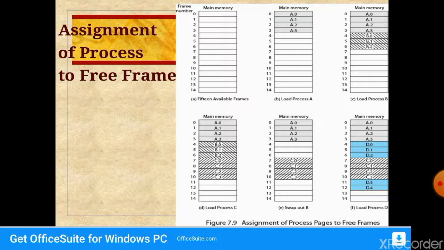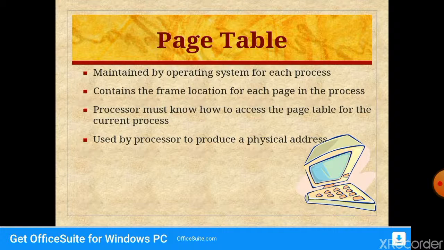The first 3 pages, that is D0, D1 and D2 of process D, are loaded in frames 4, 5 and 6, and the pages D3 and D4 of the process are loaded in frames 11 and 12 in main memory. In order to keep track of which pages of which process are loaded into which frame numbers in main memory, the operating system maintains a table called the page table.